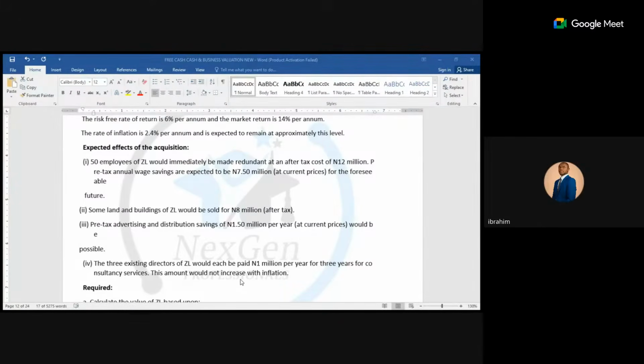Wait. It is only the annual wage savings that will be in current terms. Now, Toyib, can you tell us the reason why the 12 million is a money term? It is a one-off transaction.